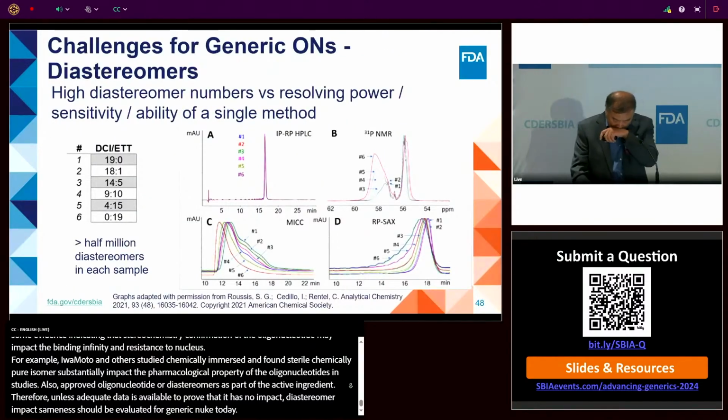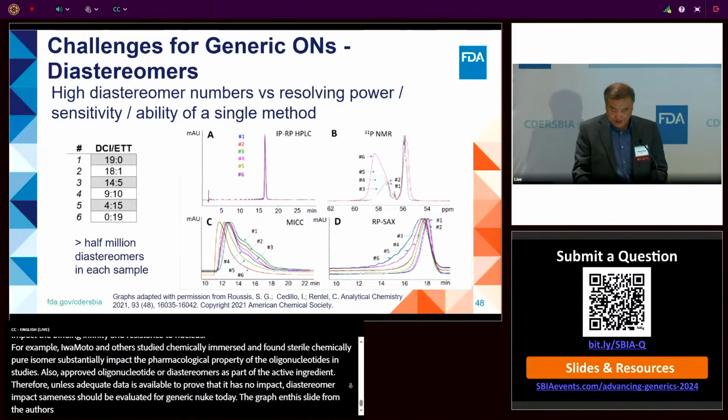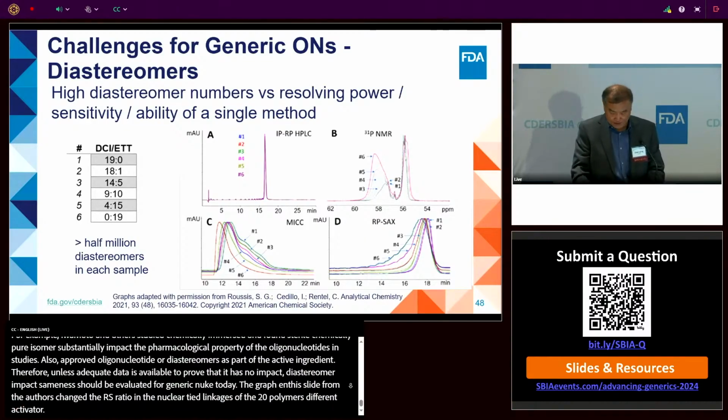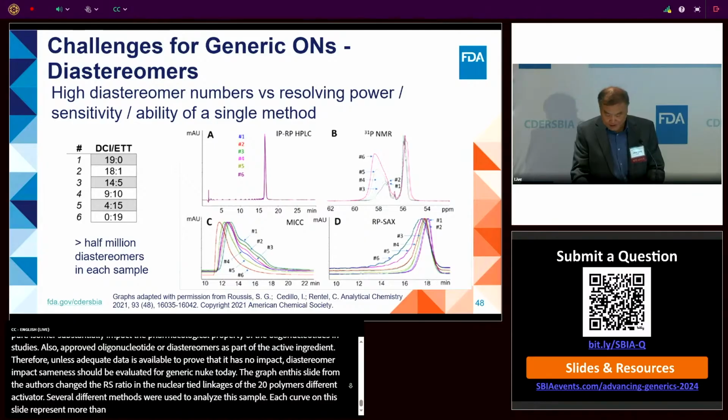The graphs in this slide were adapted with permission from the ACS publication by Russell and others. The authors changed the RS ratio at some selective internucleotide linkages of the 20-mer by using different activators. Several different methods were used to analyze the samples. Each curve on this slide represents more than 500,000 diastereomers.